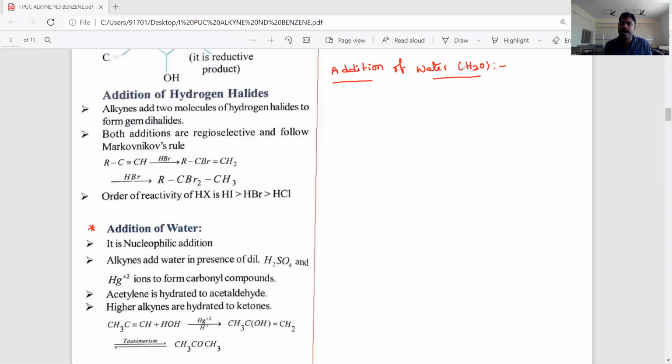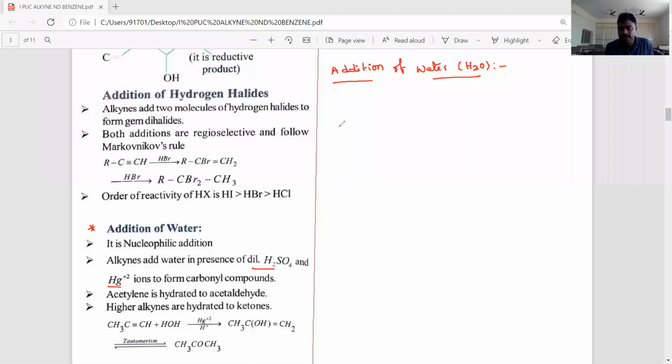So for alkynes, you have to add the water molecule in the presence of acidic medium and heavy metals like mercuric ion, Hg2+. Then we get one intermediate product, that is the enol form. That enol is unstable and is again converted into the keto form.